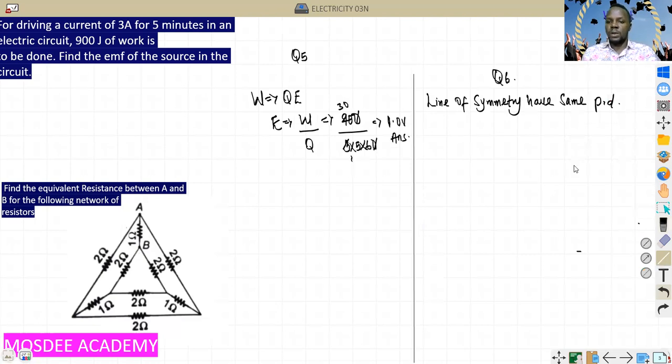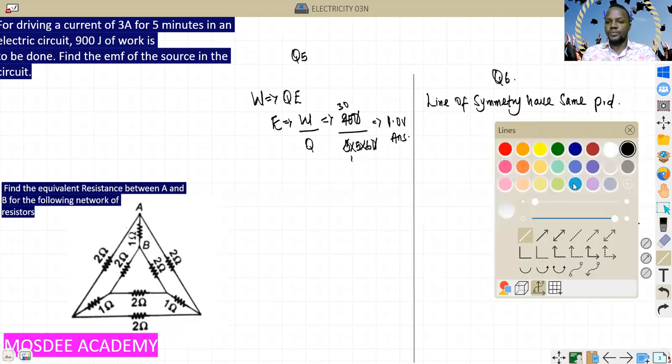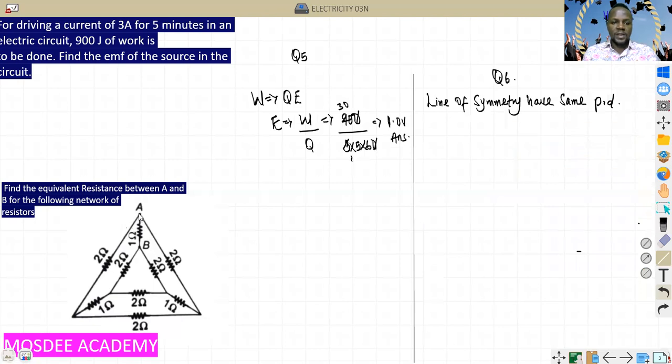I'm doing that in another color, I think will be better. So if I place my line of symmetry here, then I'm going to chop up some values, which you can see.